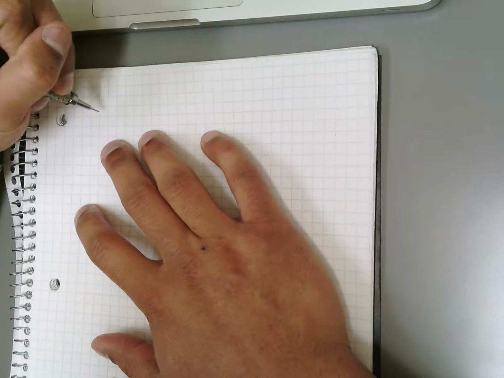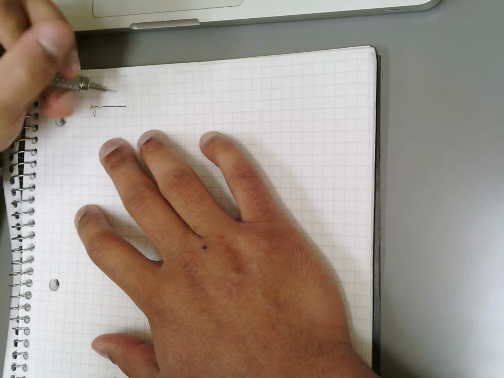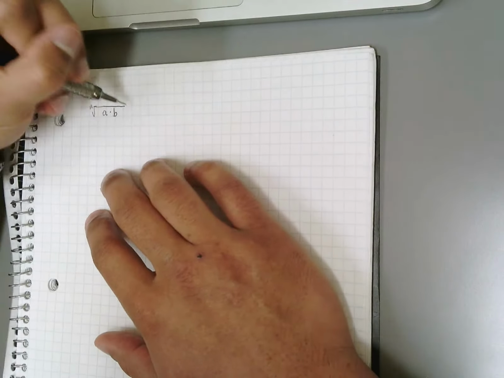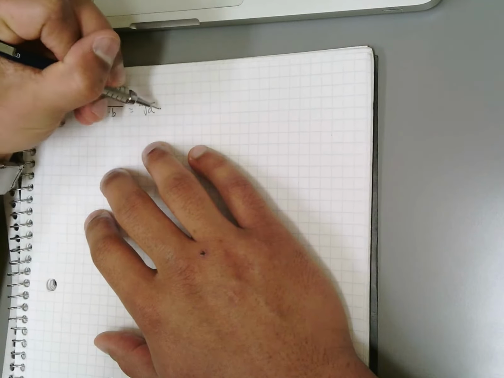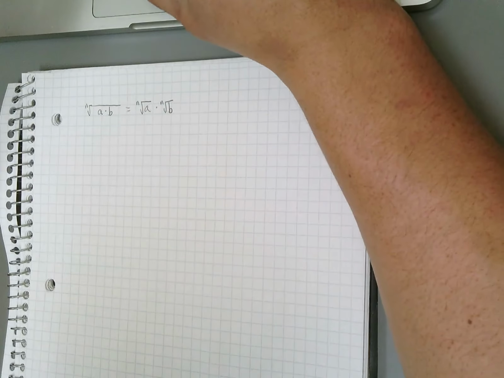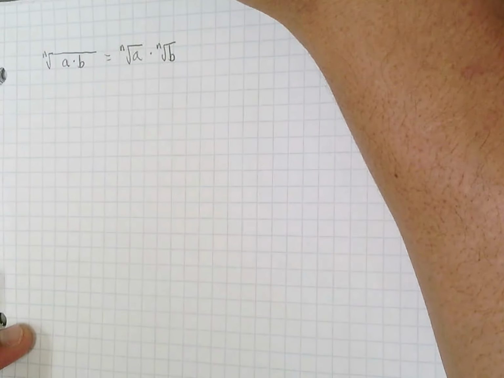So first, if we have some nth root of a times b, that's going to be equal to the nth root of a times the nth root of b. We've seen this before, back when we simplified radicals a few months ago.